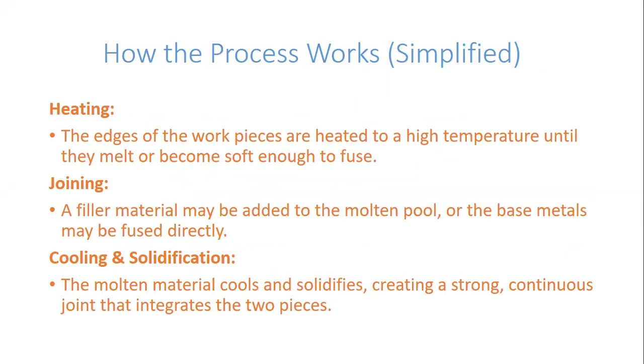Now let us see the simple working process methodology. Welding requires a heating source. The edges of the workpiece are heated to a high temperature in order to soften and fuse them. Next one, joining. Filler material is added to the molten pool of the base metal, fusing it directly to form a joint. After completing the welding operation, it is highly essential to undergo cooling and solidification. Thereby the welded joint makes a strong continuous connection that integrates the two pieces permanently.